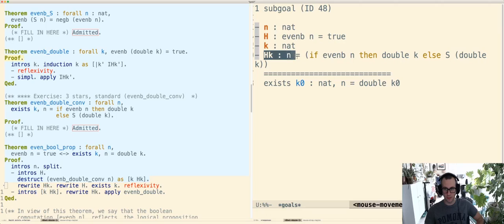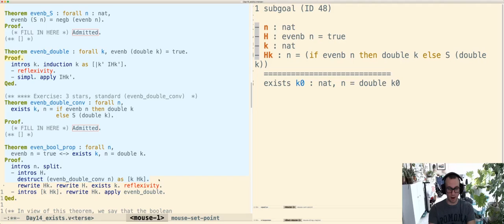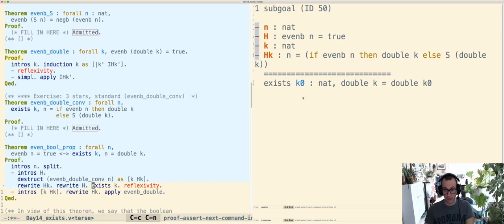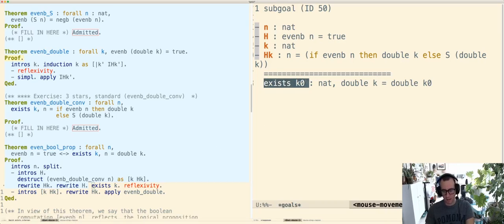Okay. So now we say hk is equal to this. A couple different ways we could go. The proof we have written here says, well, rewrite by hk, which is maybe not the direction you would think about, right? This is making it look worse. But then we rewrite by h, and now it's gotten much simpler. And now when you look at this, you say, okay, there exists some k0. Okay, nice name, whatever. Double k equals double k0. Okay, I got a k0, right? Just pick the one that makes it easy.